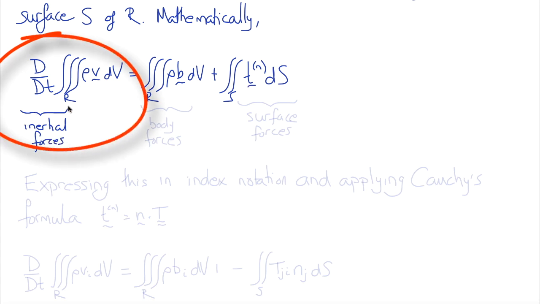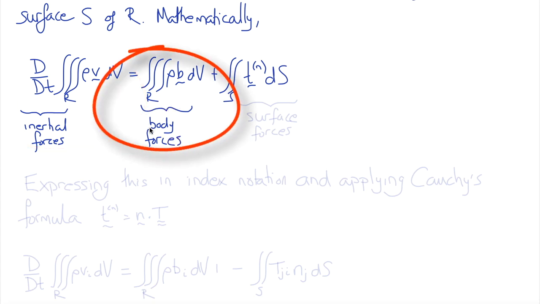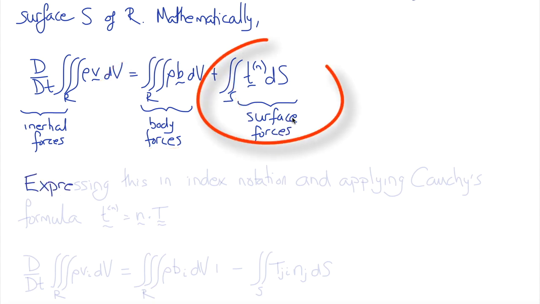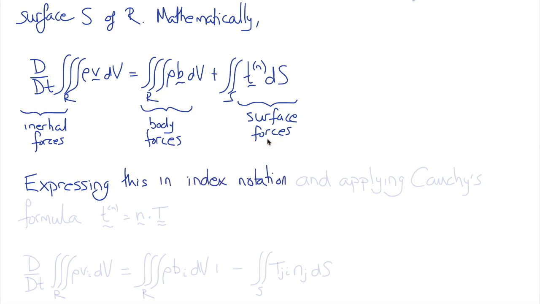So the first term are the inertial forces, the rate of change of mass times velocity. The second term are the body forces, the integral of the body forces per unit mass times mass per unit volume over volume. The third term are the surface tractions, or the surface forces, the integral of all the surface tractions over S.